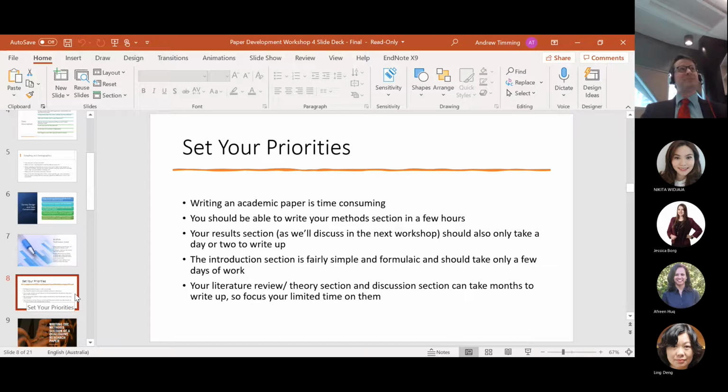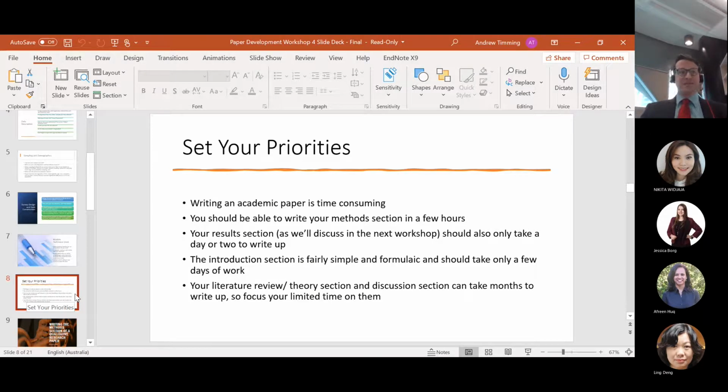But the writing up of a method section, once you've done the analysis, really there's very little to it, which is why I don't have too much to say on this particular topic. If you're spending more than a few hours writing up your method section, I would say you're spending too much time.